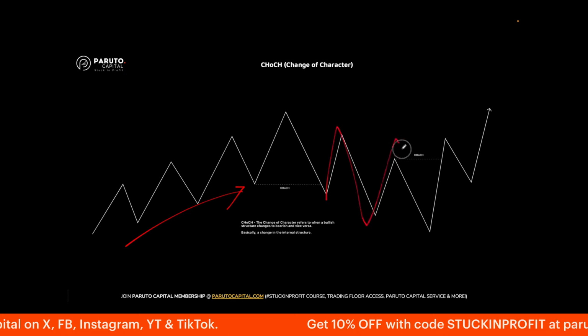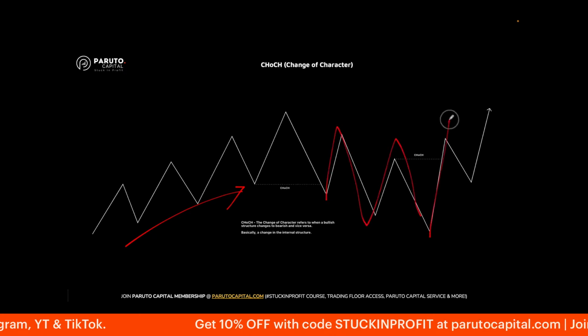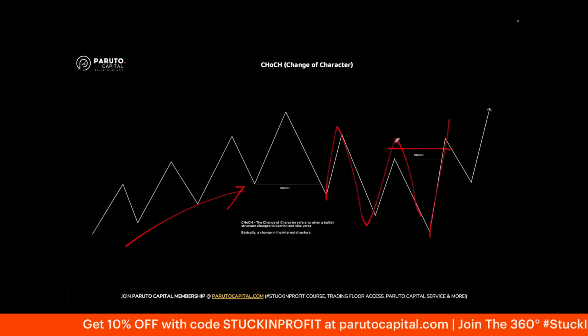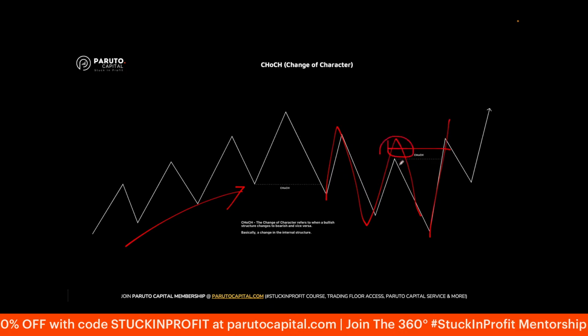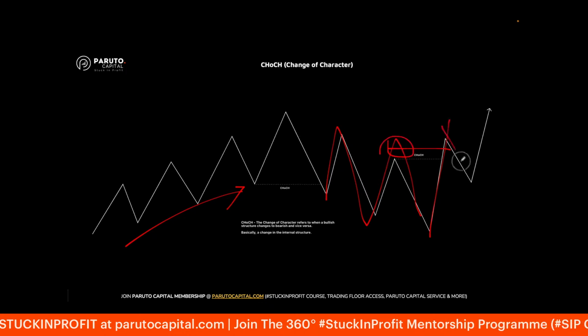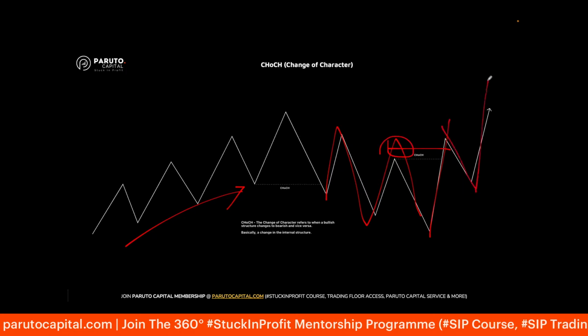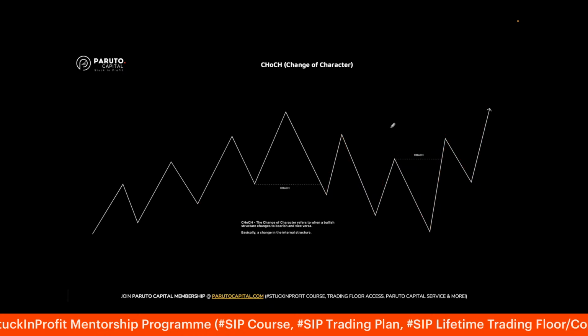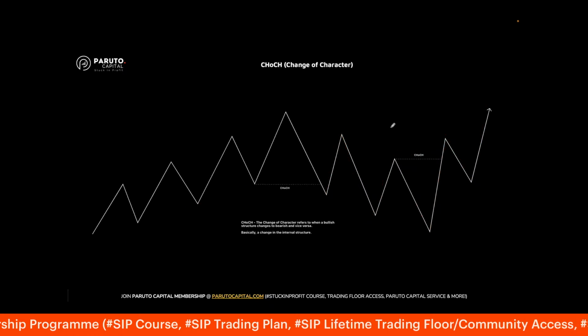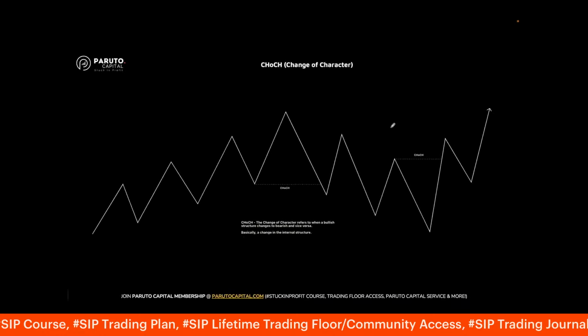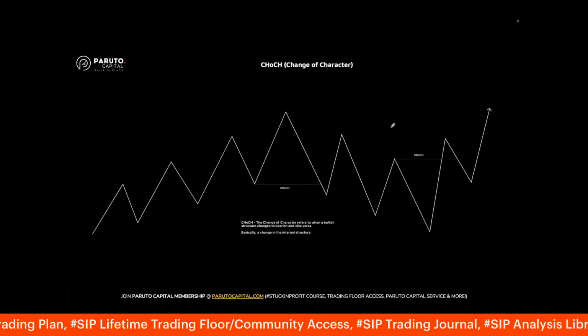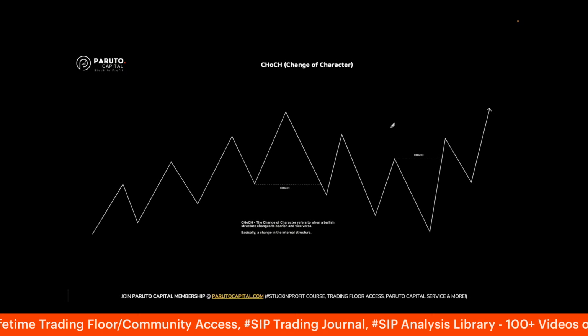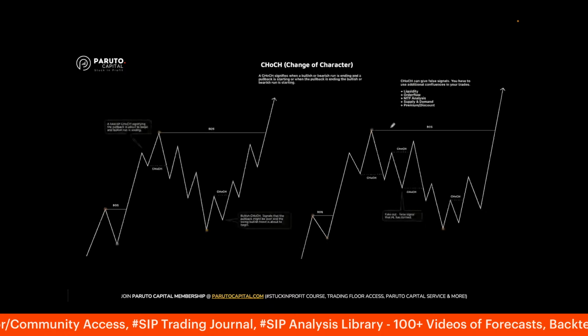Now this just continues like that, and you can see it comes back here again and it changes character. It takes out the previous high. So that's also another change of character, and then it continues the upward trend. Now this is the reality of how the market works, and also how to interpret market structure, right? So a change of character, a shift in the trend, a change in the internal structure. Basically, that's what it is.